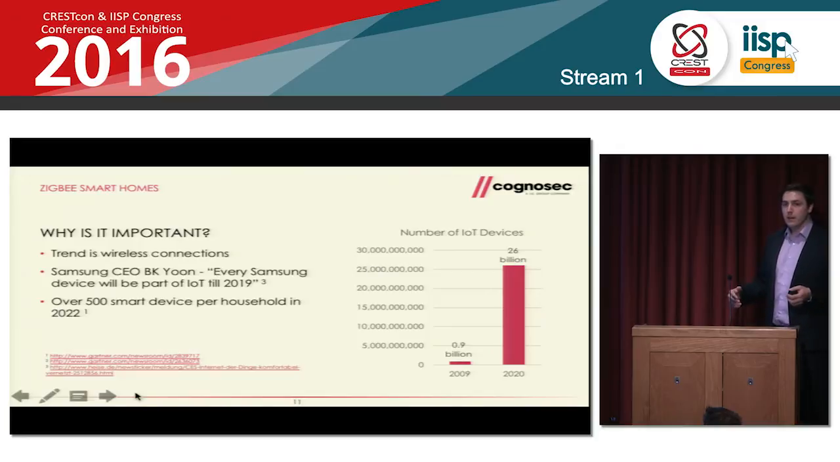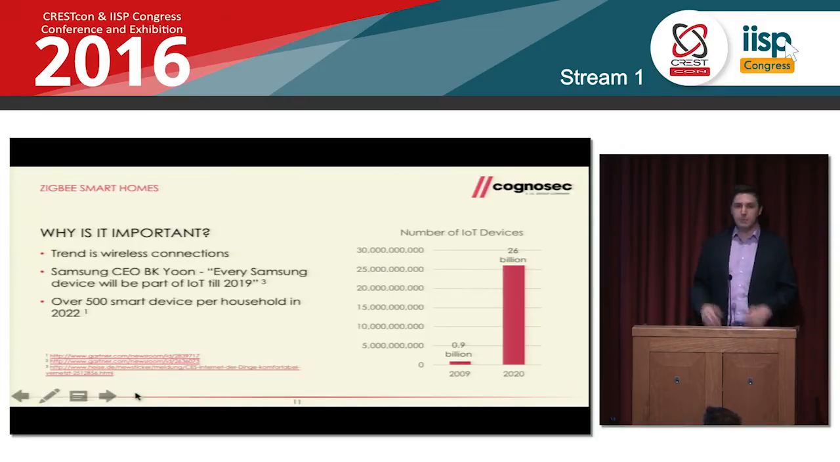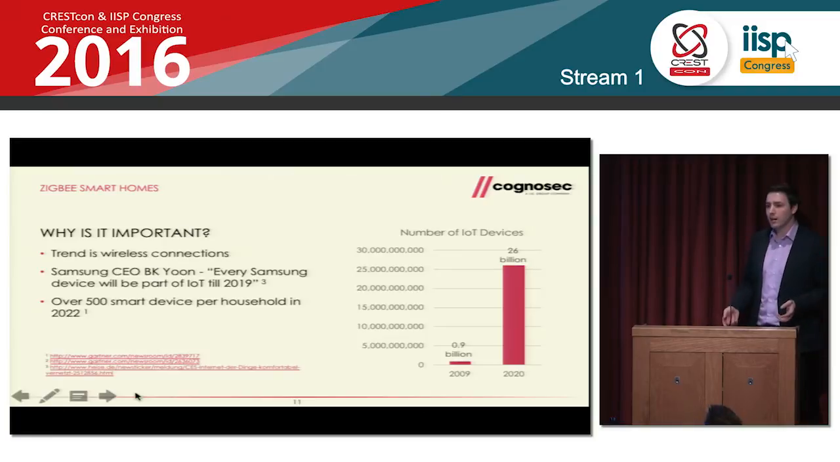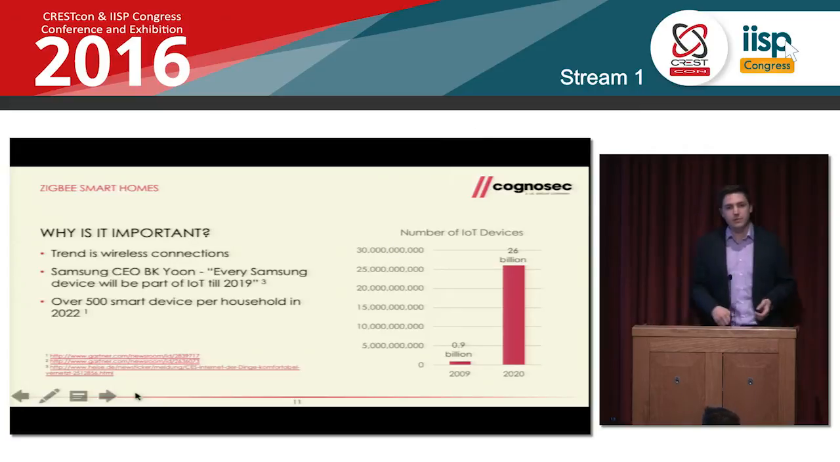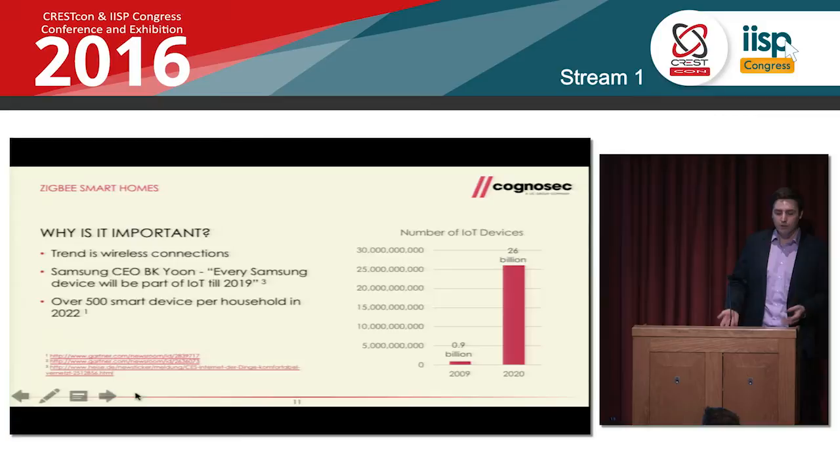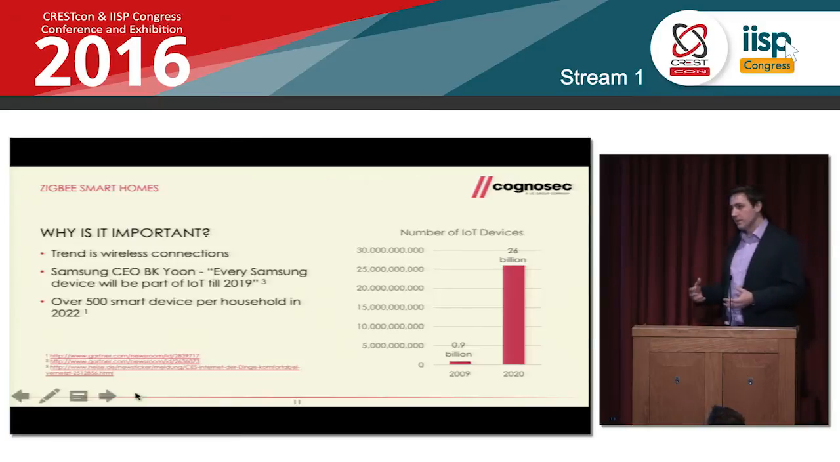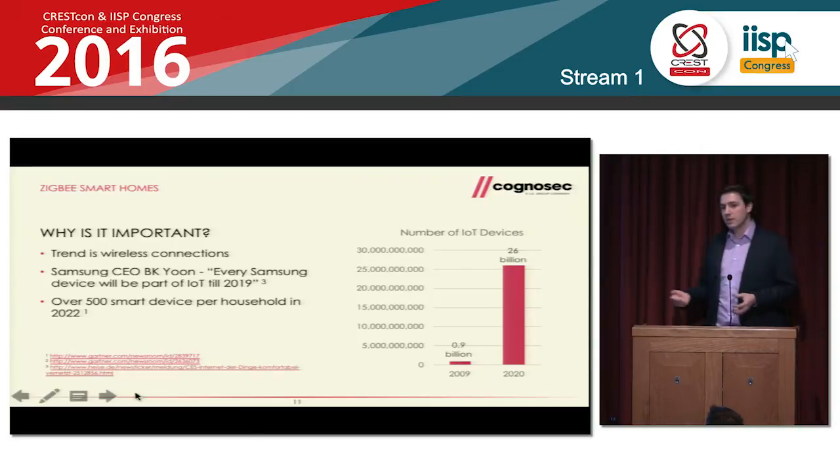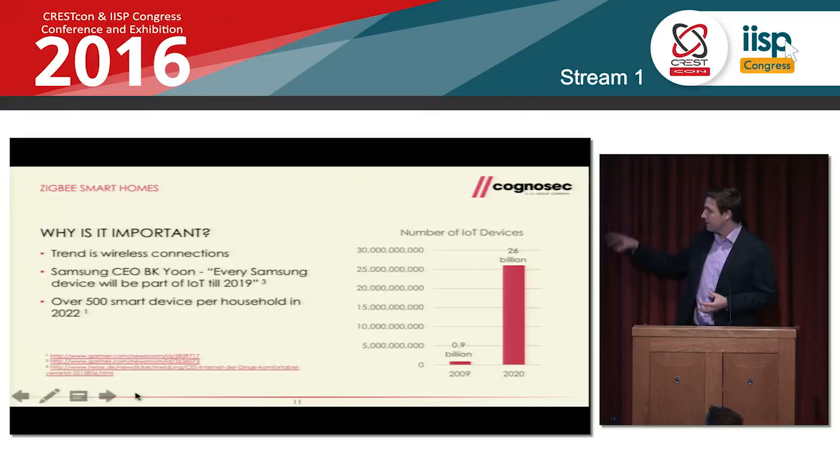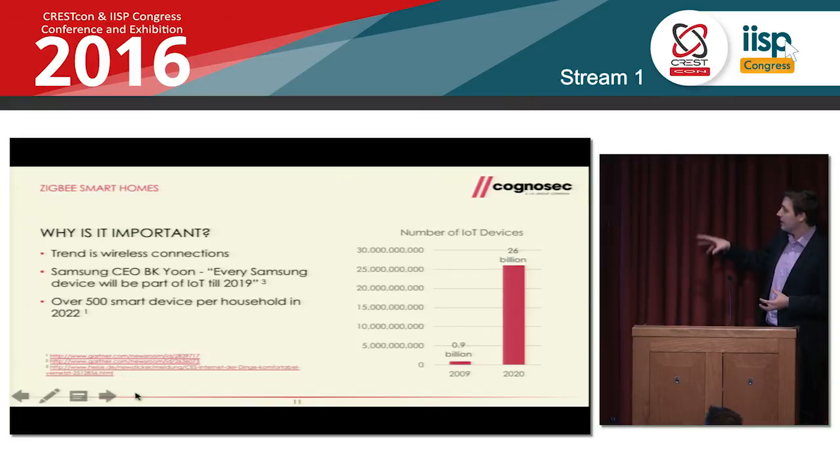I also always want to talk about why it's important, because a lot of people just say to me, I don't care about my light bulbs turning off and on, because very popular devices are the Philips Hue system for smart lighting controls. But for me, it's important because the trend in IoT is clearly going to wireless communication, because I brought some numbers. They are from Gartner studies.